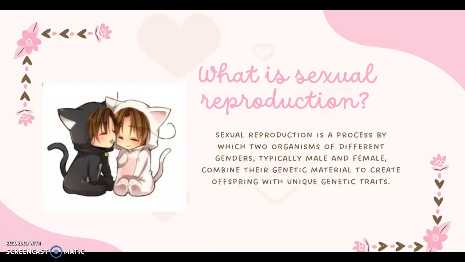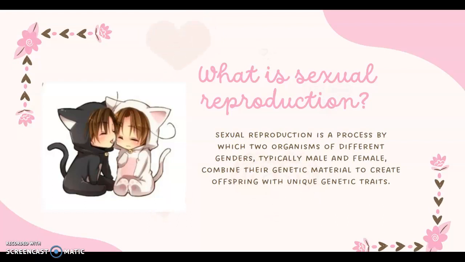Sexual reproduction is a process by which two organisms of different genders, typically male and female, combine their genetic material to create offspring with unique genetic traits. This process involves the fusion of gametes, specialized cells that carry half the genetic information of an organism, during fertilization to create a zygote, which develops into a new individual.